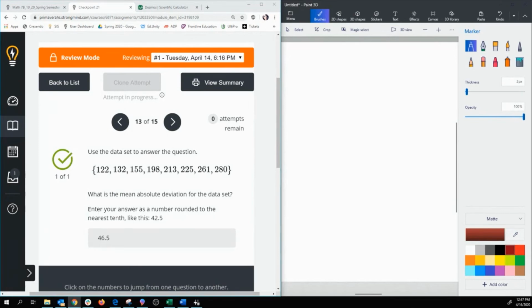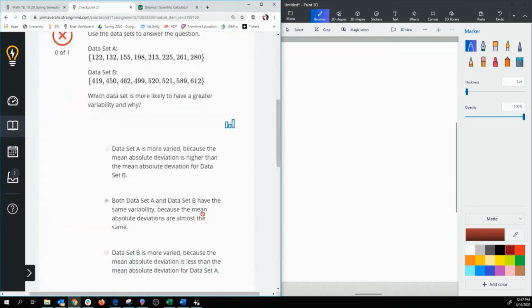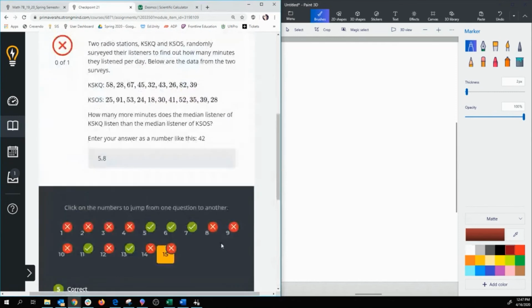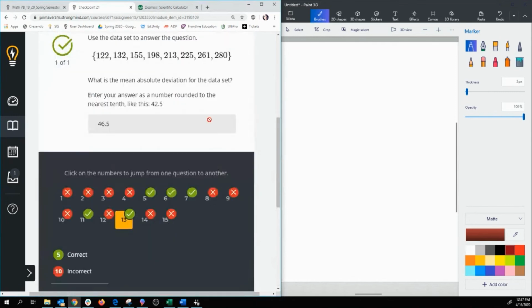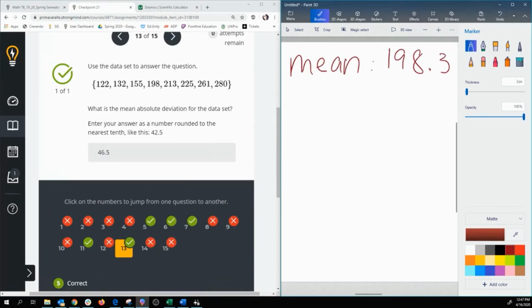We did. So, wait, did we? There's a question where we have to find the average for it. Is it this last one? No, so which means that we already did. So for this data set, the average or your mean was 198.3. So use 198.3 to help you find your mean absolute deviation.